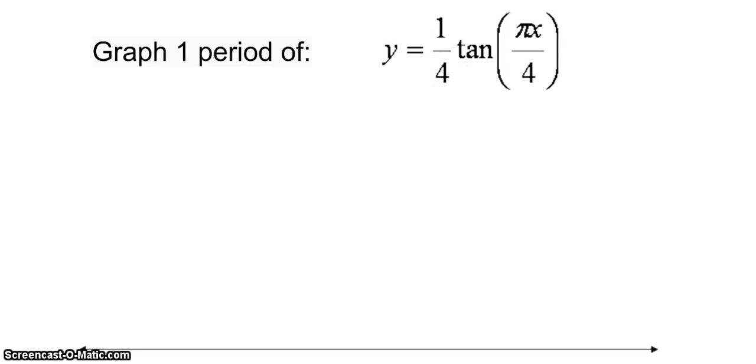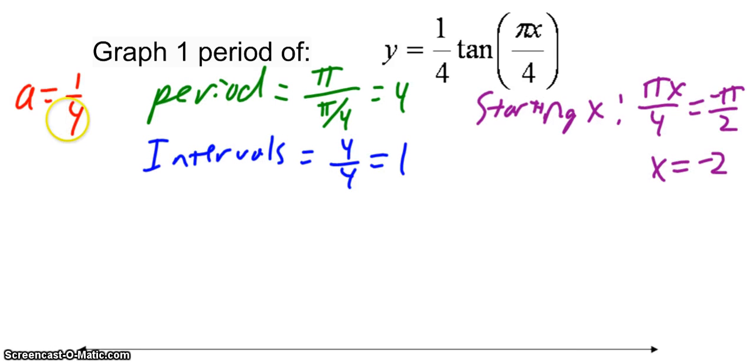Alright, what do we mean? Let's graph y equals 1/4 tan of pi x over 4. So first I want you to find a, period, intervals, and the starting x value. Pause the video, do that, unpause when you're ready to check. Alright, so I have an a value of 1/4. That'll come into play when I draw my axis. The period is 4 because pi over pi over 4 is 4. Therefore the intervals are 1. The starting x value, I set pi x over 4 equal to negative pi halves. Multiply by 4, divide by pi, I get x equals negative 2.